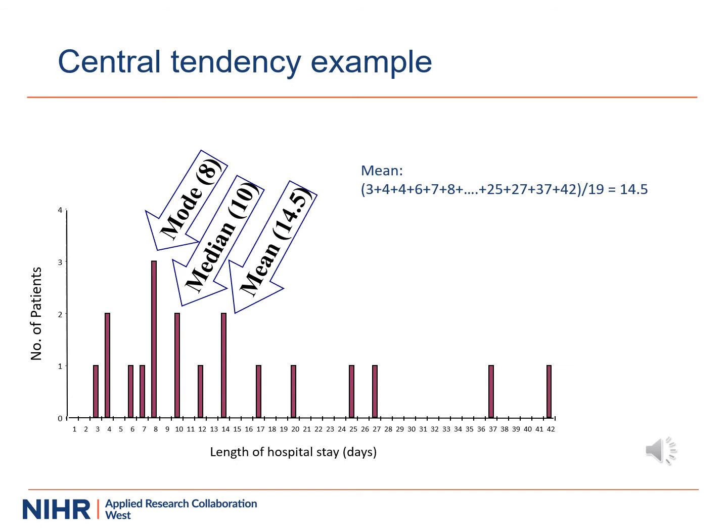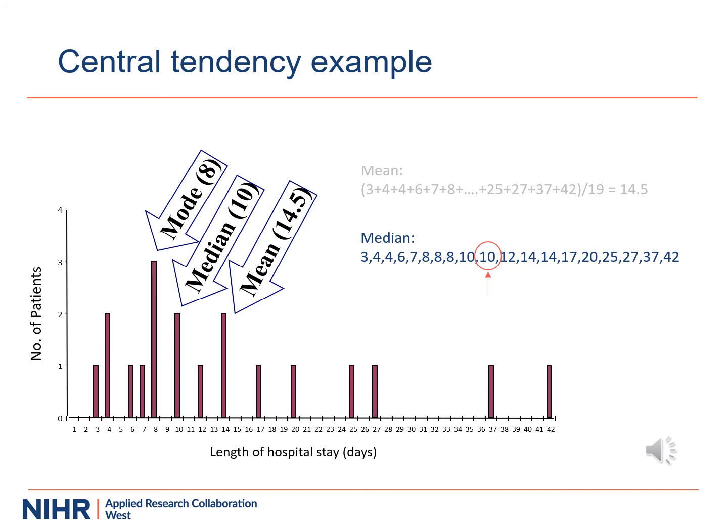So firstly, the mean. We've got this by taking each of the values displayed in the figure, adding them all up and dividing the total by 19, because we have data on 19 patients. Note, we have one instance of the value 3 because only one patient stayed for 3 days. We have 2 instances of the value 4 because 2 patients stayed for 4 days, and so on.